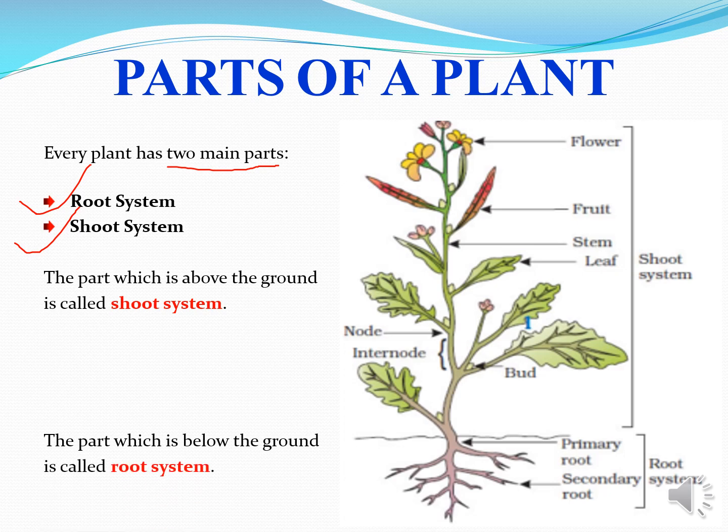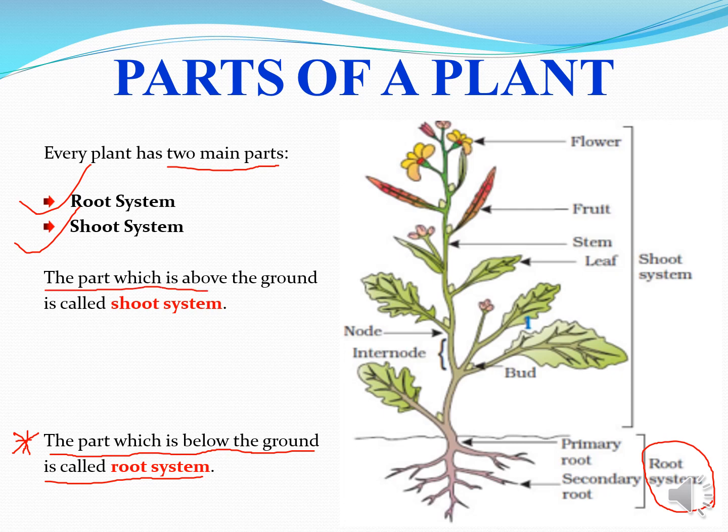Every plant has two main parts. The root system is the part which is below the ground. You can see the picture also on the screen. The root system is the part which is below the ground, and the part which you can see above the ground is called the shoot system.